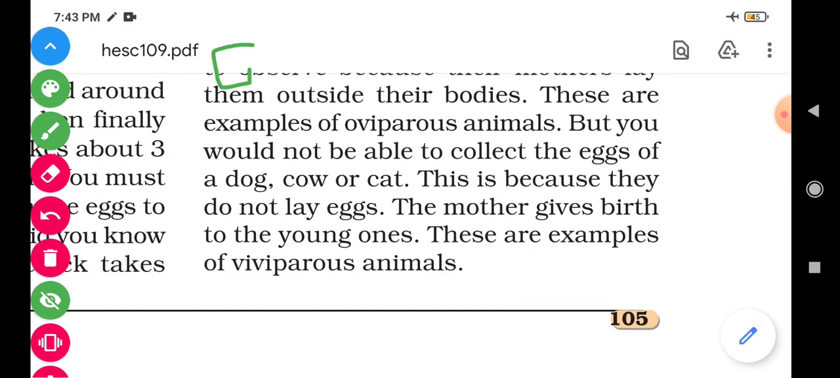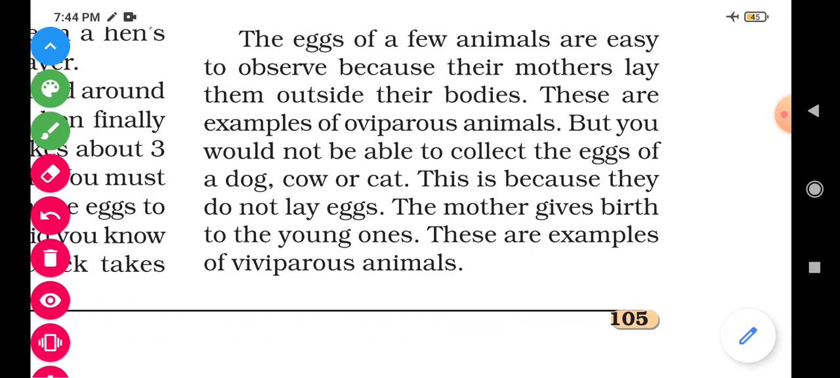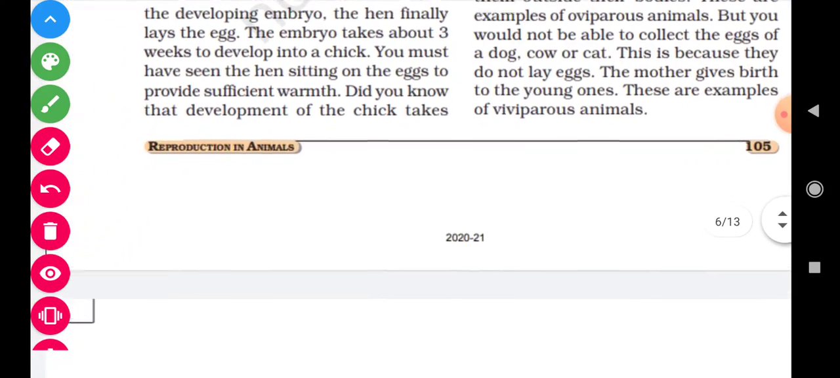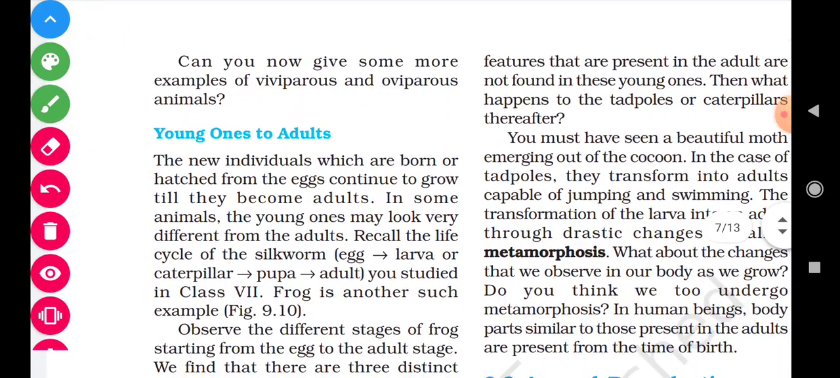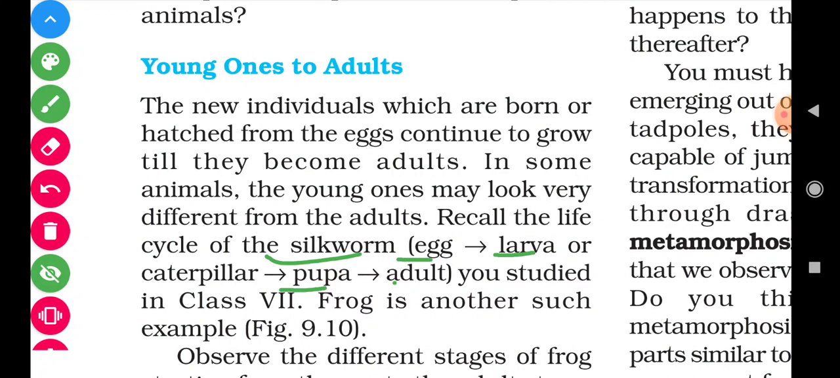These are examples of viviparous animals. This is a very important topic for you because it describes examples of these two kinds of animals. So you can give more examples as per your convenience. Now let us know about the young ones to the adults. The new individuals which are born or hatched from the eggs continue to grow till they become adults. In some animals, the young ones may look very different from the adults. Recall the life cycle of a silkworm: egg, larva, pupa and adult.